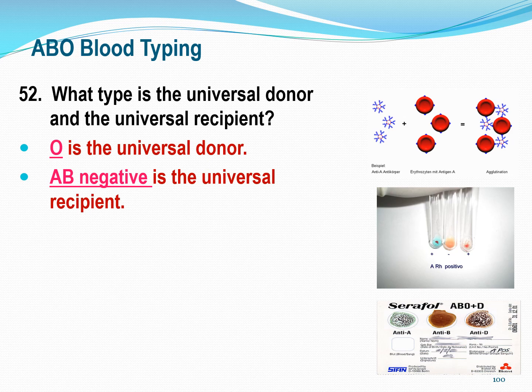What type is the universal donor, and which one is the universal recipient? O is the universal donor, okay? And AB negative is the universal recipient. So anyone can get O, and AB can get anything else, right?